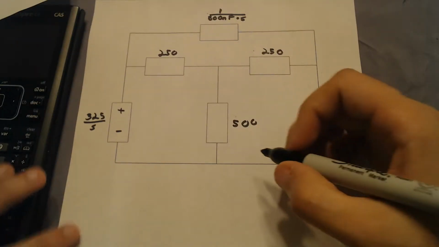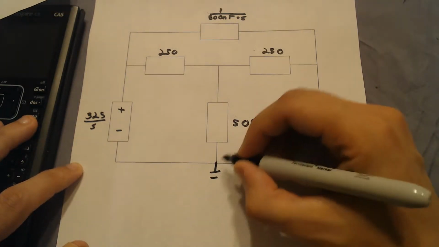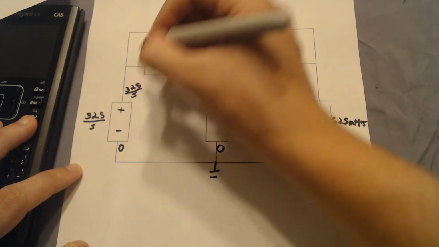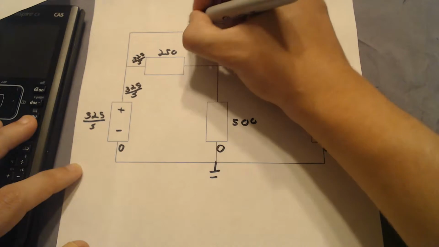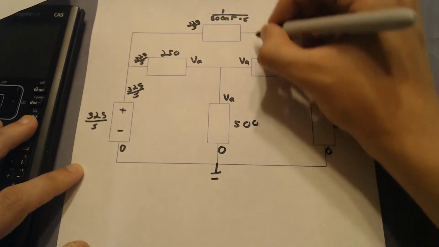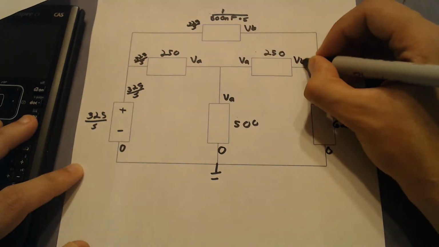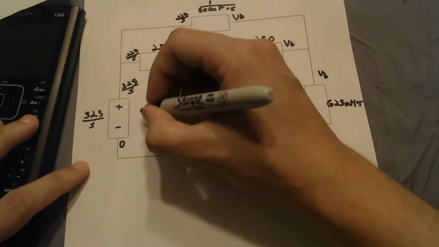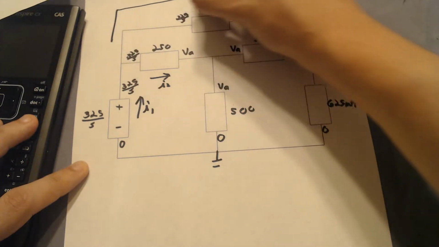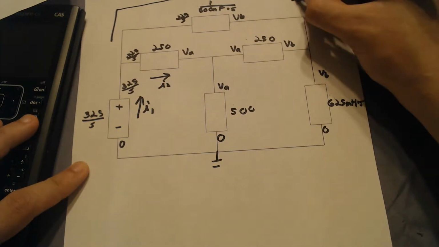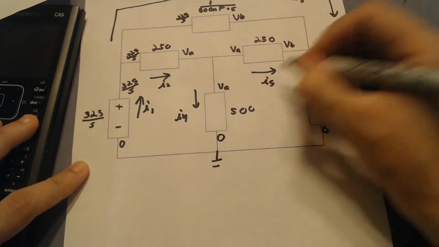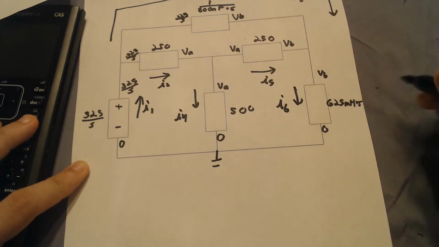So now I must label the nodes and the currents. I'm going to label this node down here as my ground. The voltage up here is going to be 325 over S. I'm going to say that this voltage is VA, and the voltage here is going to be VB. I'm going to say that this current is I1, this one's I2. This current going all the way over here is going to be I3. Let's say that's I4, I5 and I6. So now we're done labeling.